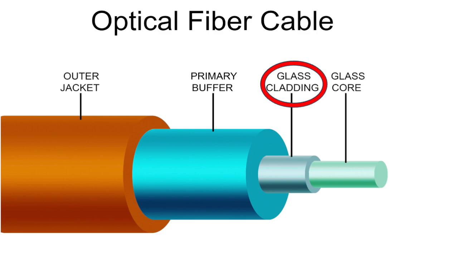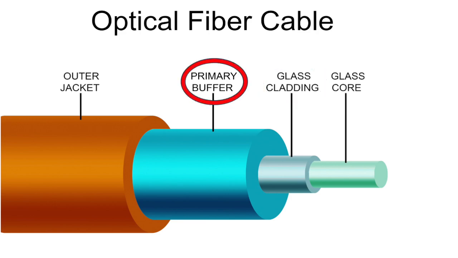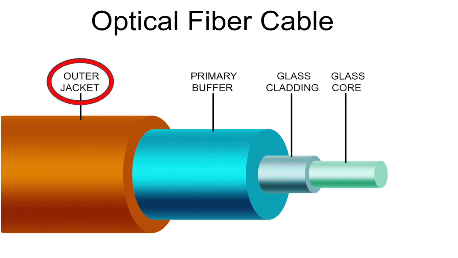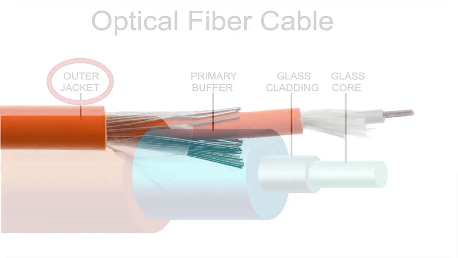It covers the core and is designed to stiffen and protect the fiber as well as reflect any escaping light back into the fiber. The third component is a fibrous material like Kevlar that is used to give strength to the cable. It is called the primary buffer. The fourth layer is the outer insulating jacket, which protects the cable and holds everything together.